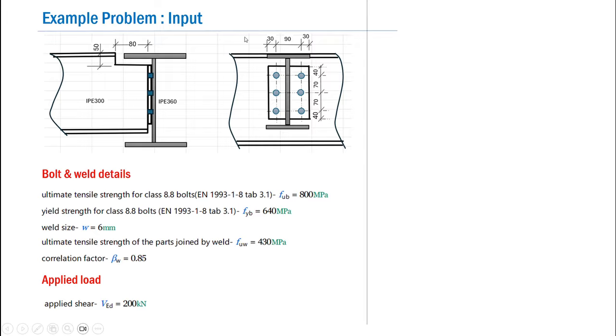The applied load, that means the entire connection will be checked for an applied load which is applied shear, which is indicated as VED equal to 200 kilonewton. That is, the supported beam IPE300 transfers a shear of 200 kilonewton to the supporting beam, and all the components will be verified for this applied load of 200 kilonewton.